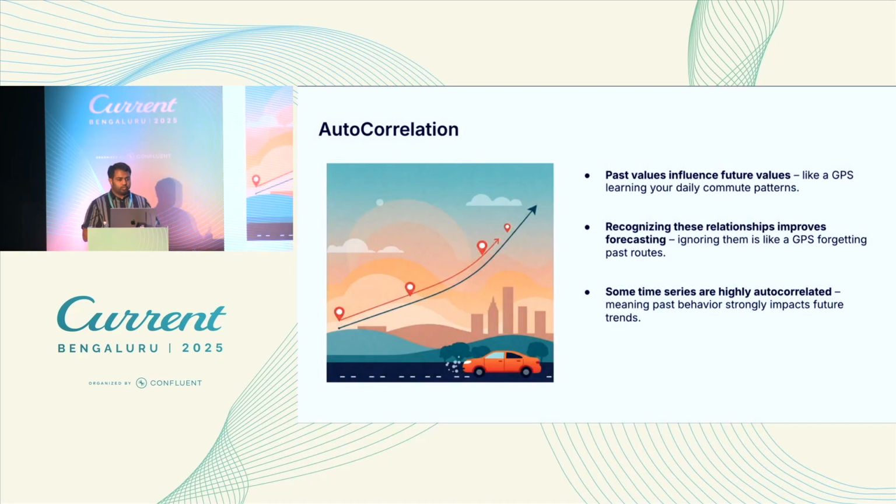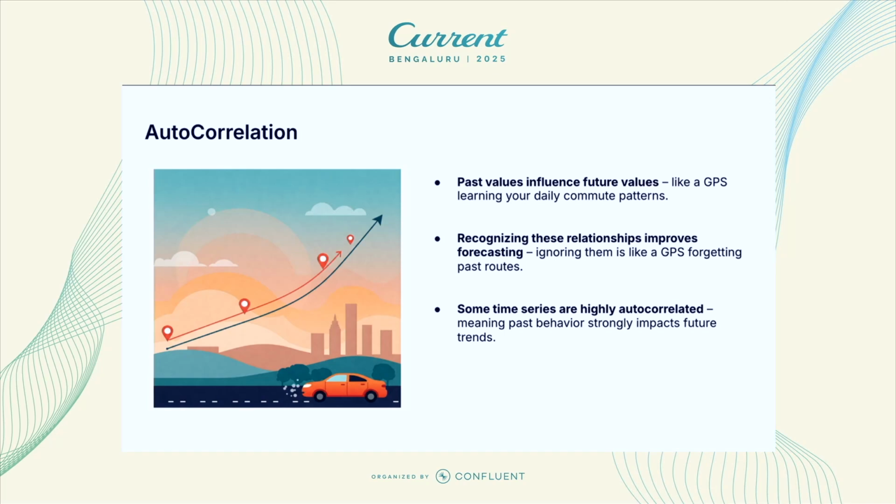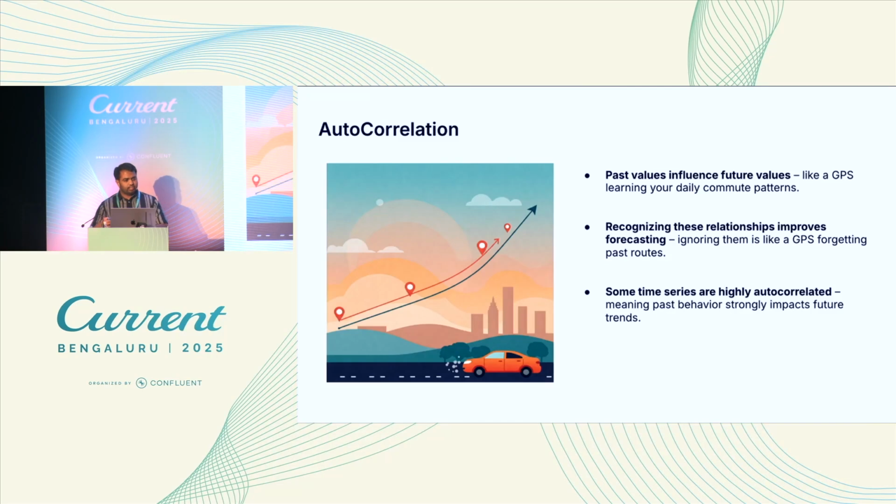Finally, let's talk about autocorrelation, or how much the past influences the future. So again, you take the same route to work every morning. Your GPS starts to learn that at this time of the day, you're going to make this left-hand turn to avoid traffic, or you usually slow down right before this intersection, so it'll adjust your arrival time accordingly. Your GPS isn't just looking at the road right now, but it's using past driving patterns to predict what you'll do next. This is what happens in data with high autocorrelation. Past values have a strong influence over future values.